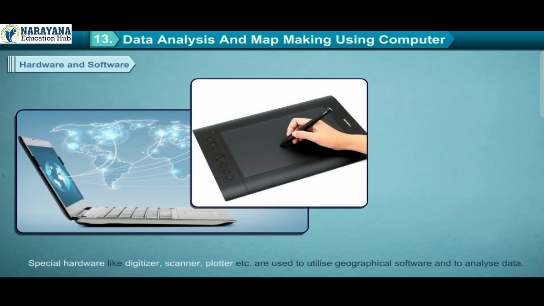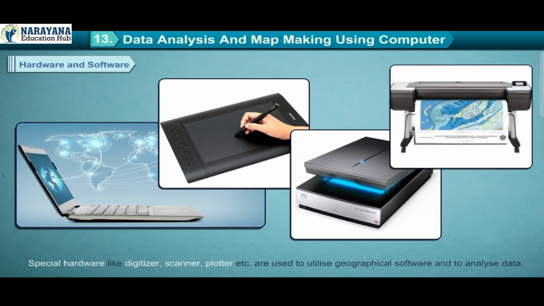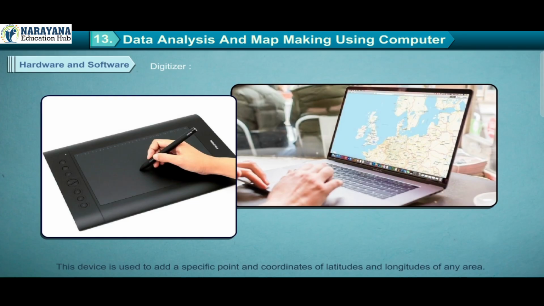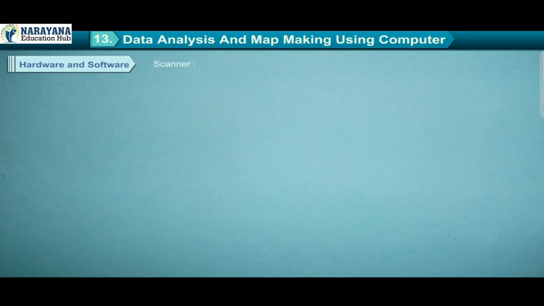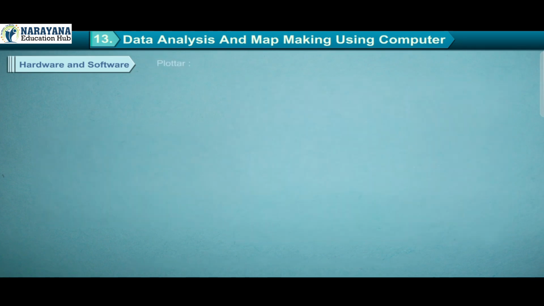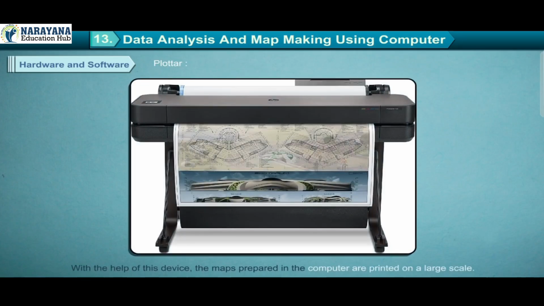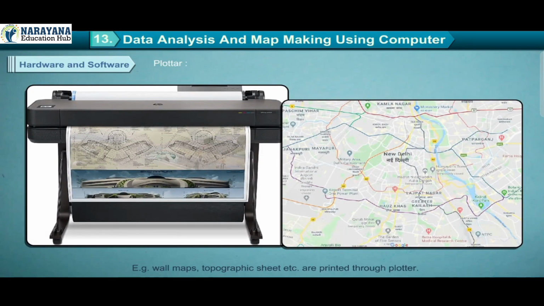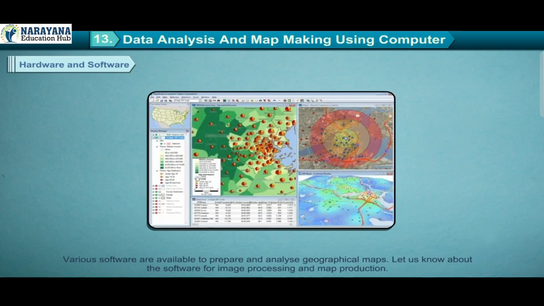Special hardware like digitizer, scanner, plotter, etc. are used to utilize geographical software and to analyze data. Digitizer. This device is used to add a specific point and coordinates of latitudes and longitudes of any area. Scanner. This device is used to add printed matter of the map in the computer. Plotter. With the help of this device, the maps prepared in the computer are printed on a large scale. Example, wall maps, topography sheet, etc. are printed through plotter.